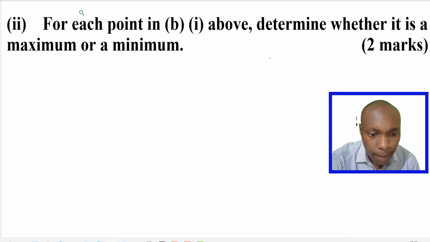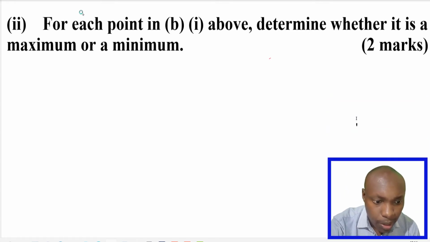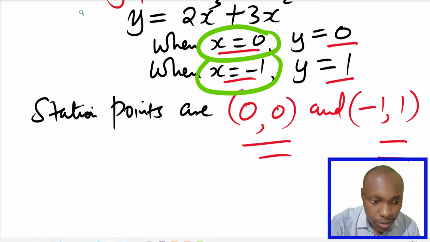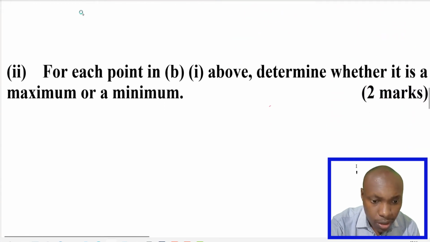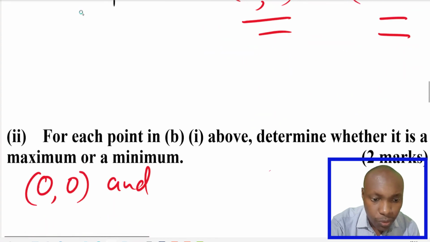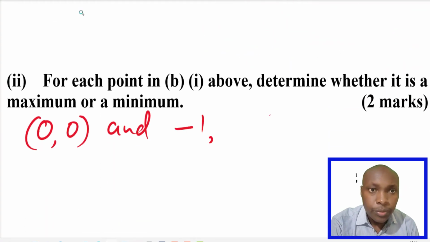So that is the stationary point. The other question: for each point in B1 above, determine whether it is a maximum or a minimum point. So the stationary points are given there, (0, 0) and (-1, 1). We need to determine whether those points are either minimum or maximum.